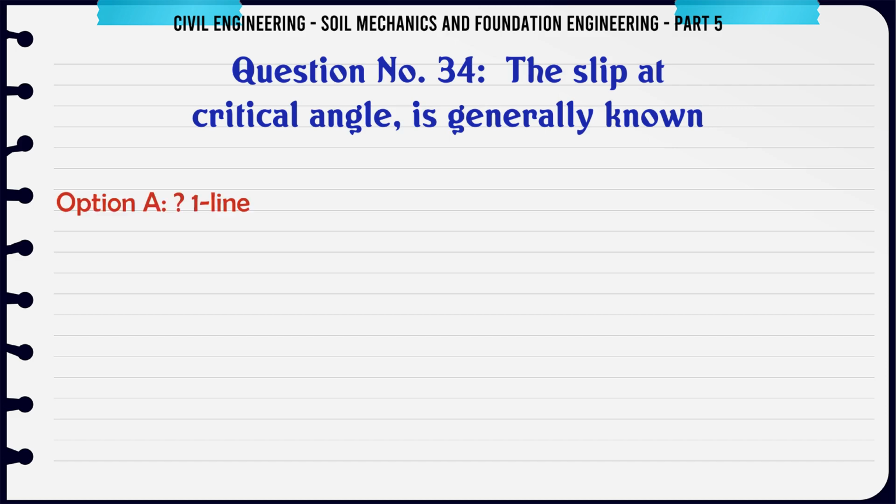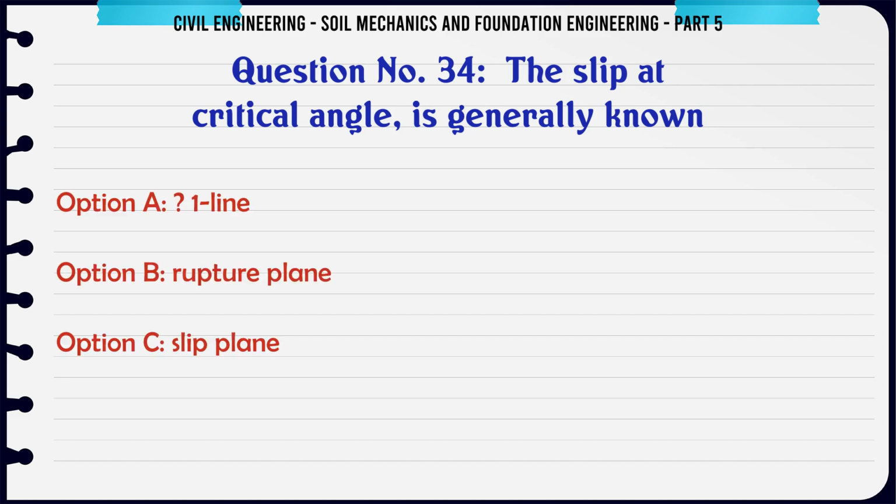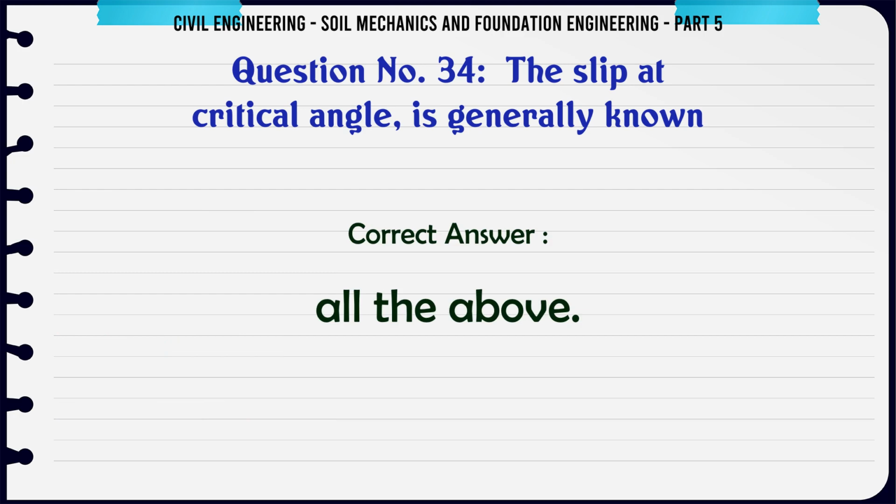The slip at critical angle is generally known as A. One line, B. Rupture plane, C. Slip plane, D. All the above. The correct answer is all the above.